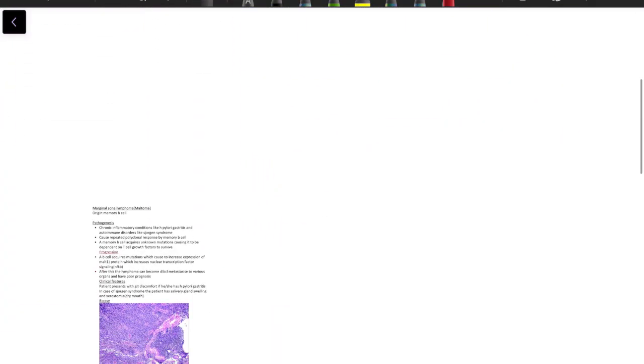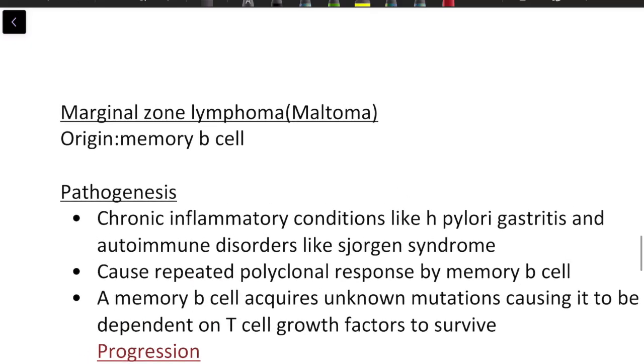Now I will talk about marginal zone lymphoma, or the maltoma. The mucosa associated lymphoid tissue lymphomas are also called marginal zone lymphoma. So what is the origin? The origin is a memory B cell. Let's see why the memory B cell is playing a role in this lymphoma.